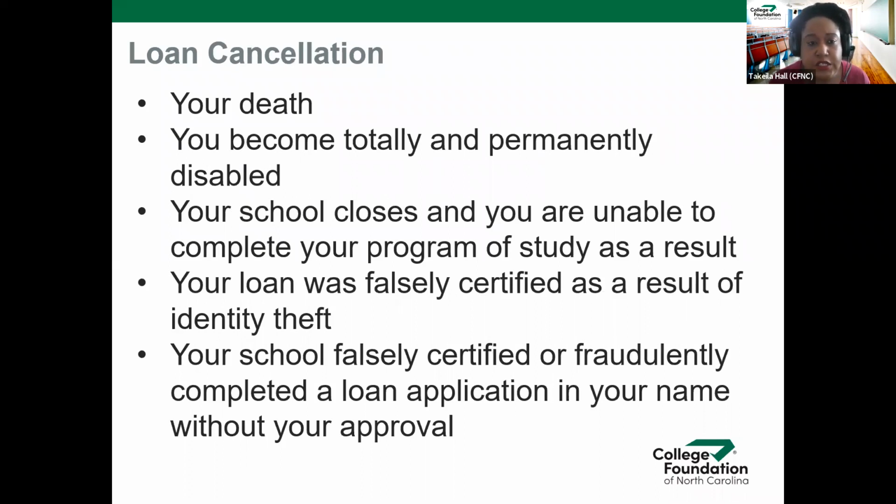Now, loan cancellation. This is another popular question that we get. How can my loans be canceled, or what would happen for my loans to be canceled? It could be that you passed away. Upon your death, you become totally or permanently disabled. Your school closes and you're unable to complete your program of study as a result. It could be that your loan was falsely certified as a result of identity theft. Identity theft is real, it happens. Your school falsely certified or fraudulently completed a loan application in your name without your approval. These are the ways that a loan could be canceled.